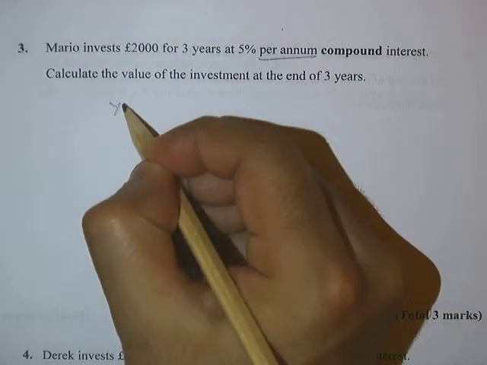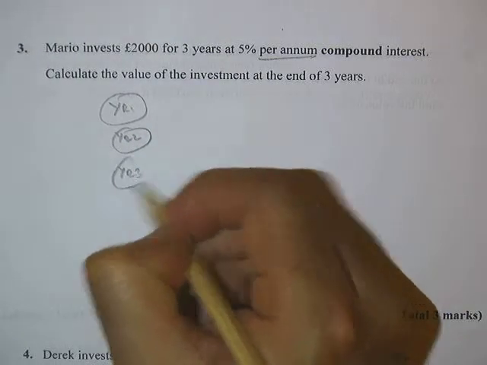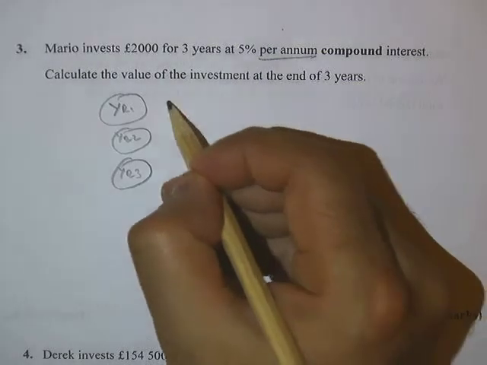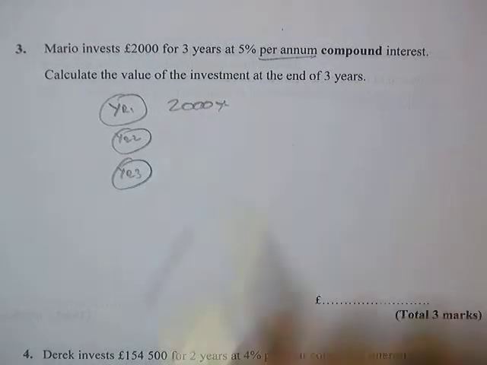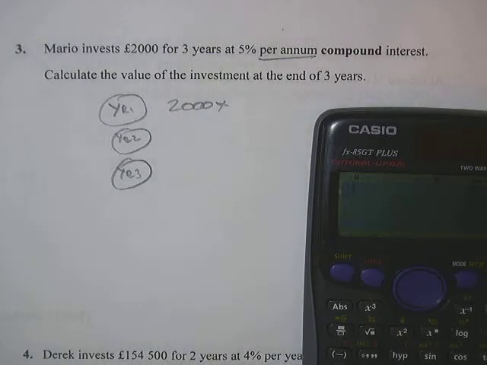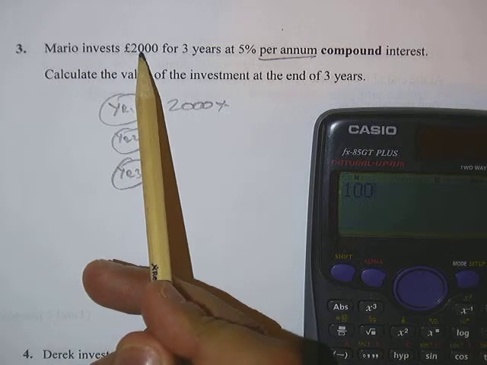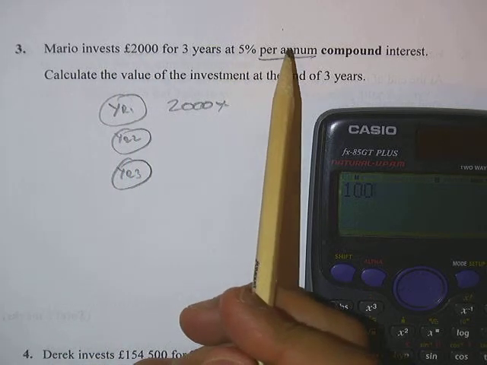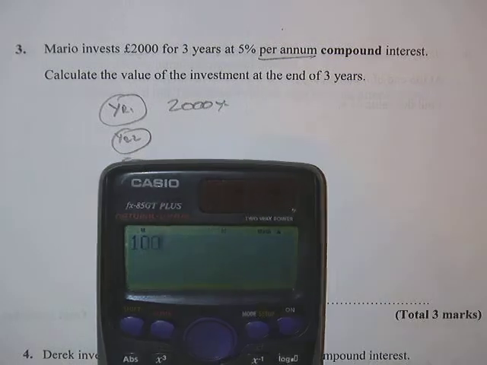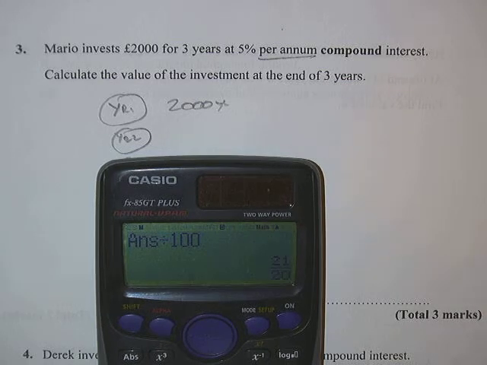So we've got year 1, year 2, year 3. So year 1, £2,000, multiplier, and to work that out first, so we know that we're going to do 100%, which is the original. The starting value is 100%. We're going to do 5% per annum compound interest, so the increase we're going to get is 5, so we add 5 to that. You get 105 on the calculator. When you divide that by 100, you will get your multiplier.